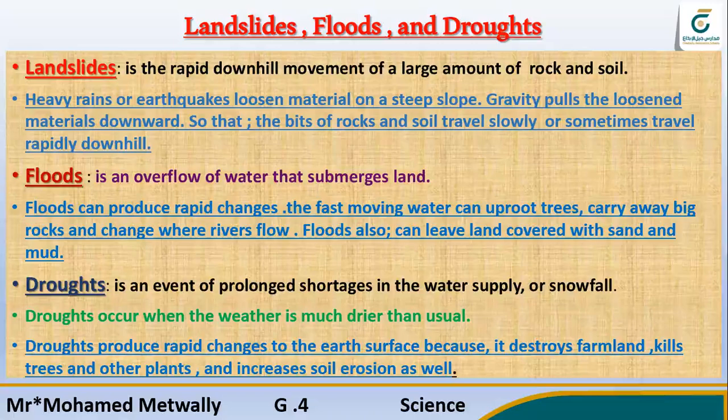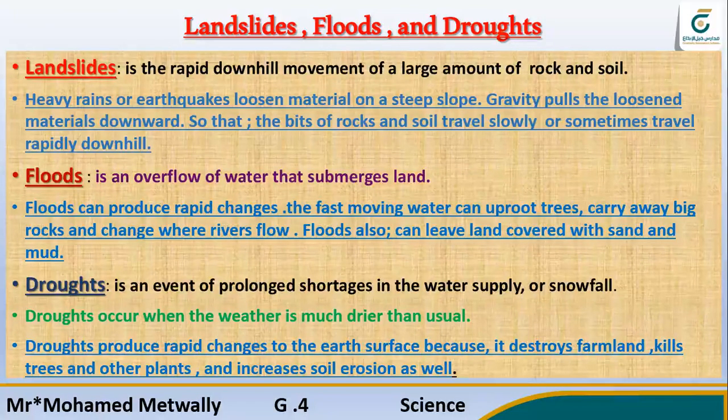So drought is an event because it doesn't take place all year. It just takes place at specific times in some areas in the year. So it leads to shortages in water supply or snowfall. Droughts occur when the weather is much drier than usual. So you have to know that droughts can occur when the weather is much drier than usual.